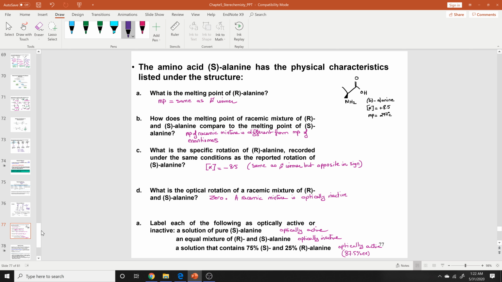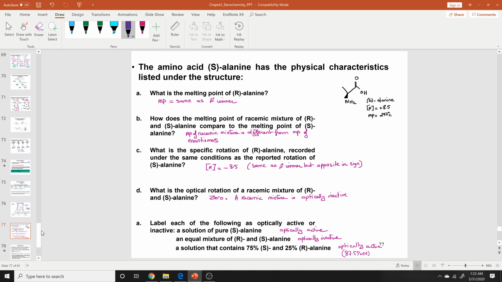I am given S-alanine, and I am asked about the physical properties, starting with: what is the melting point of the R isomer of alanine? It is going to be the same as the S. How does the melting point of the racemic mixture of the R and the S compare? The melting point of the racemic mixture is different because it is way more than the melting point of the individual R and S isomers.